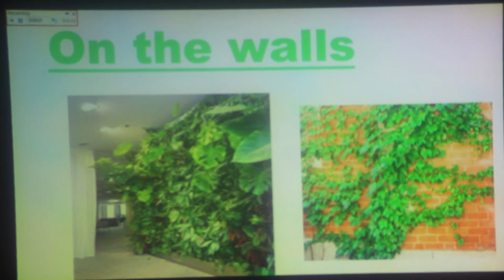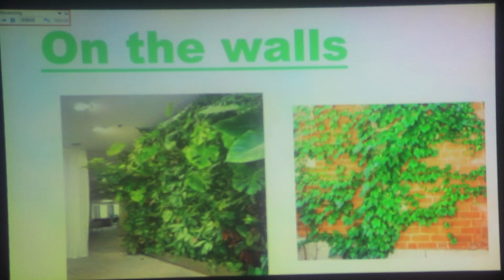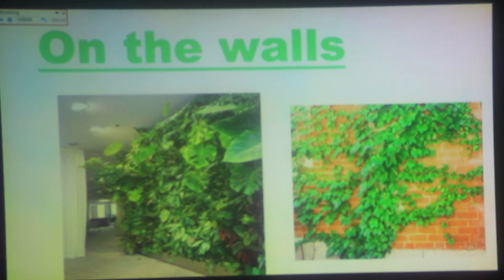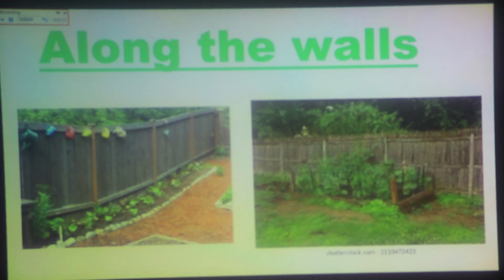Another way, you can do food production on the wall. This will help you to utilize the wall well, and you will have enough food for you. You can also produce food along the walls. So if you have a fence at home, you can also utilize the space that you have at home or even in school to produce the food.